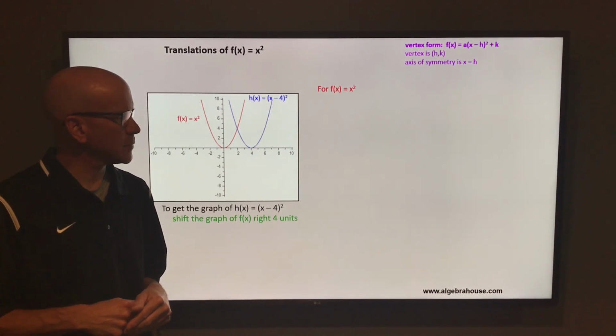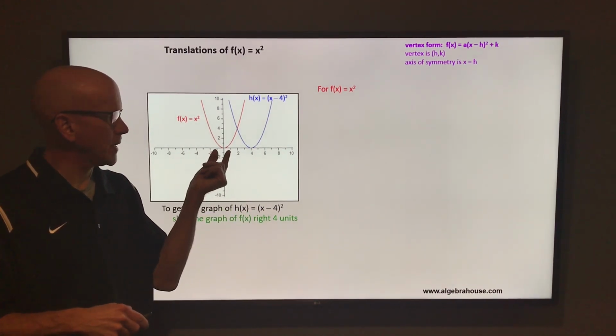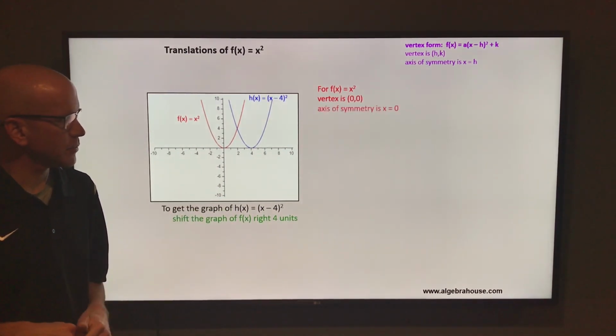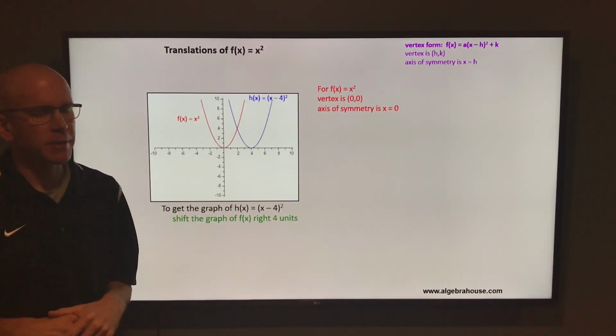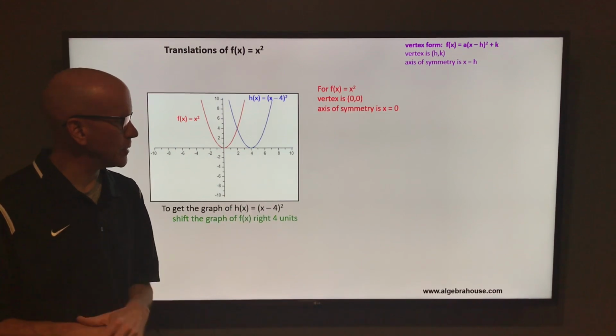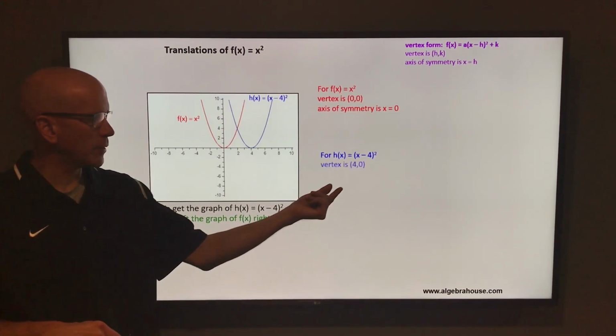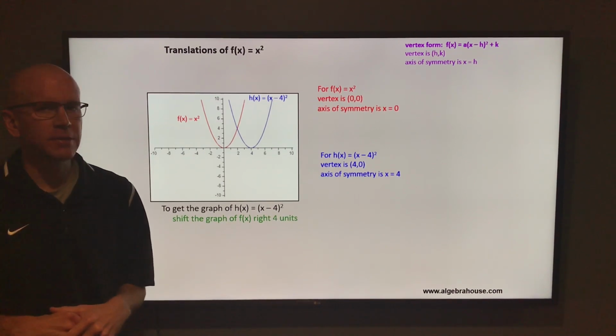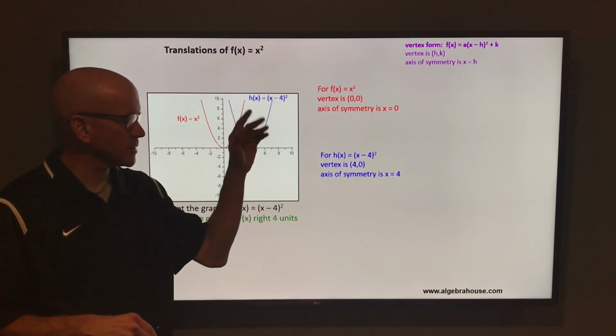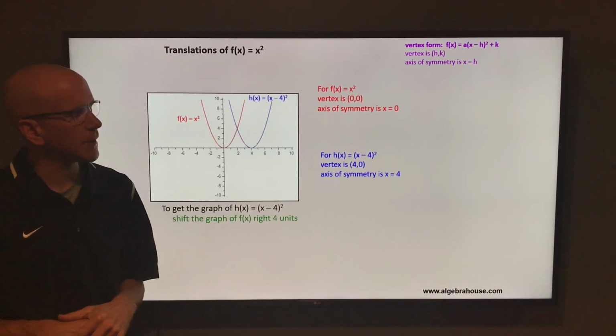For f of x equals x squared, its vertex is located at 0, 0. The axis of symmetry is x equals 0. But for the blue graph, since we went to the right 4 units, its vertex is at 4, 0. And the axis of symmetry is now x equals 4. The axis of symmetry is the vertical line that goes directly through the vertex.